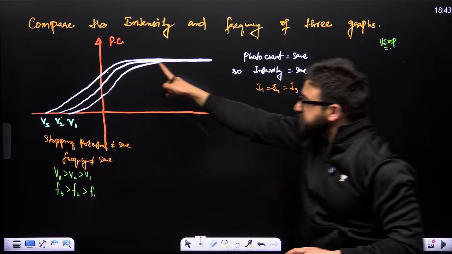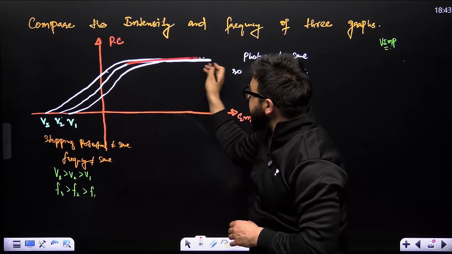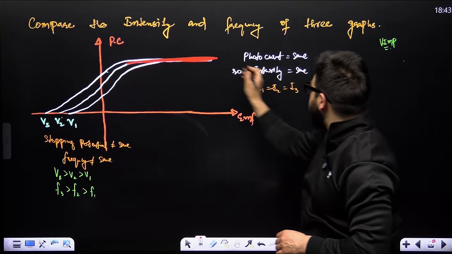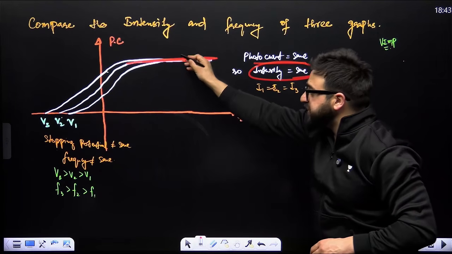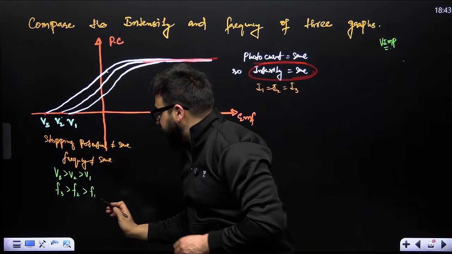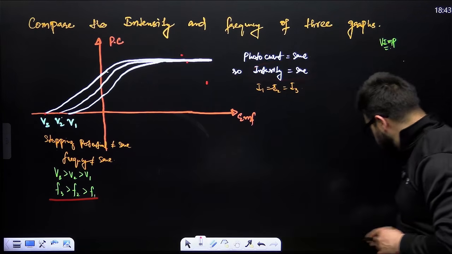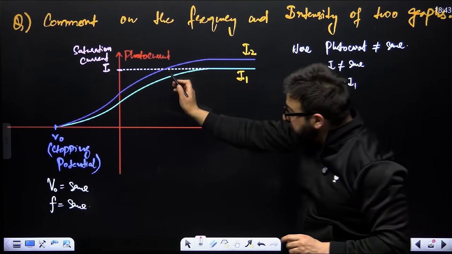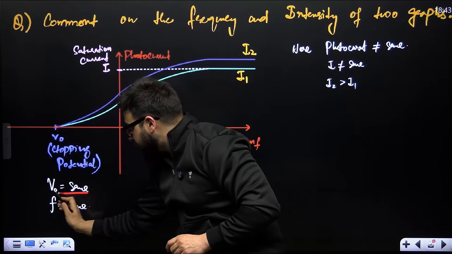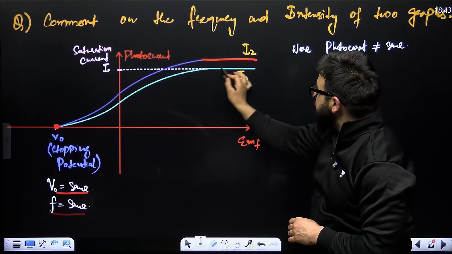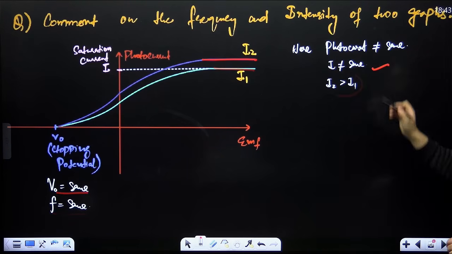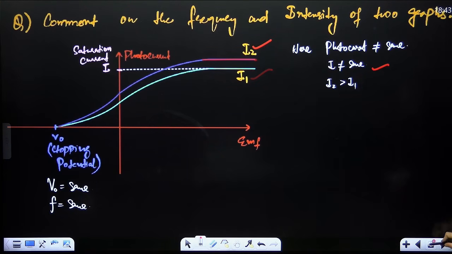If you take a look at these three graphs, they have the same photocurrent. If the photocurrent is the same, it means the intensity of the three graphs is the same. And if the stopping potential is different, it means the frequency of the three is different, because frequency has a relation with stopping potential. Here in this case, the stopping potential of two graphs is the same, so the frequency is the same. And in this case, the photocurrent is different, so, my dear NEET aspirants, the intensity is different. So the intensity of this is greater than the intensity of this.